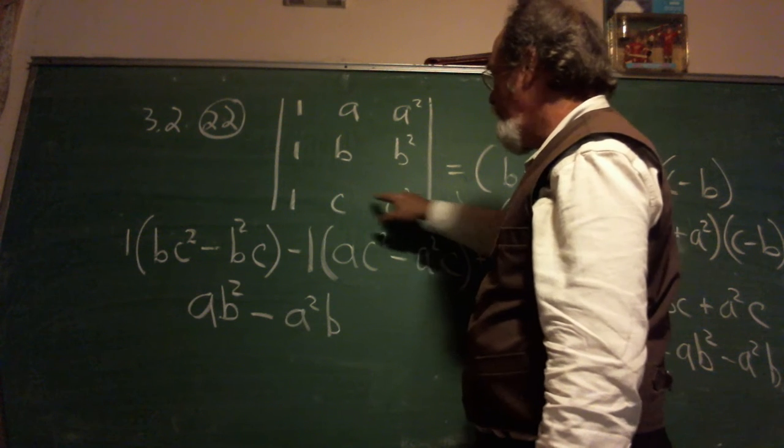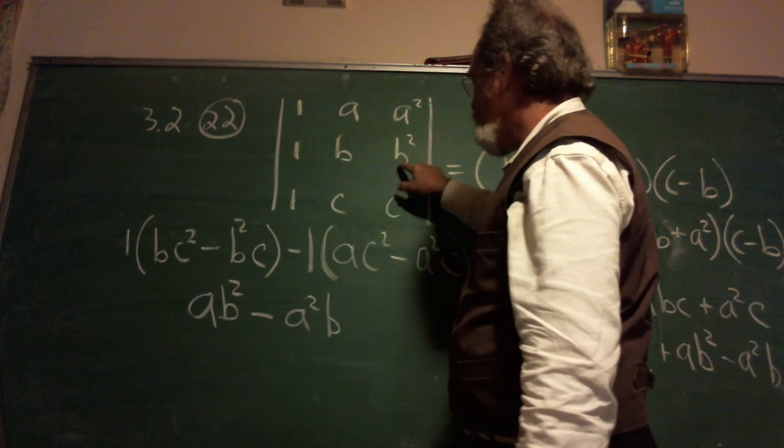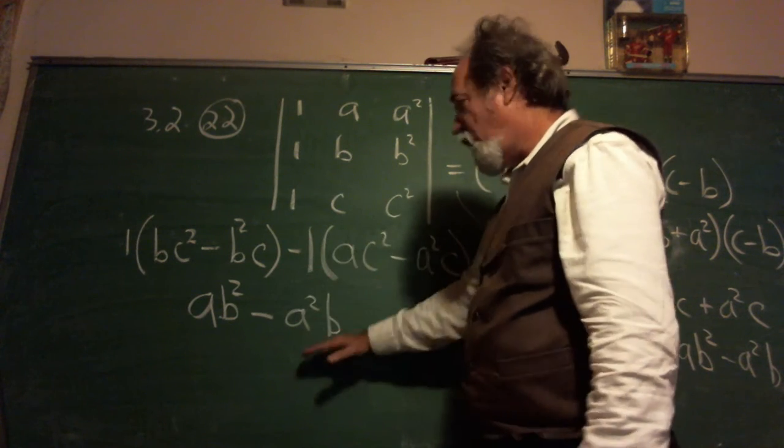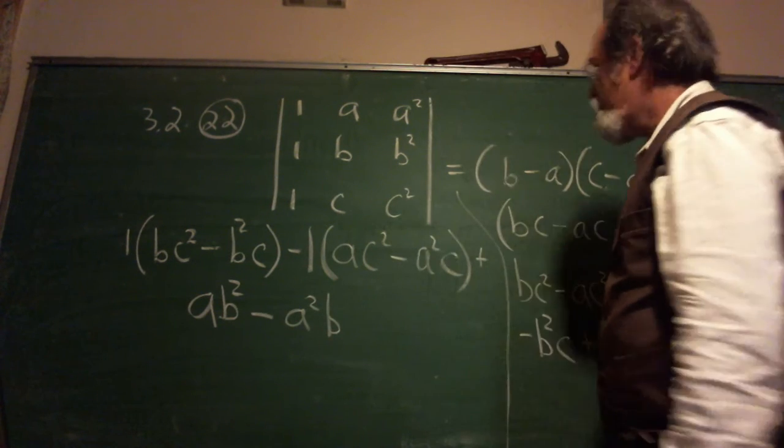Anyway, so when you have this 1, the cofactor minor is this 2 by 2, b times c squared minus c times b squared. So it's bc squared minus b squared c. That's right there. These other 2 come from those other 2 cofactor minors.